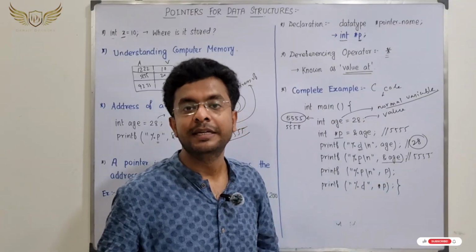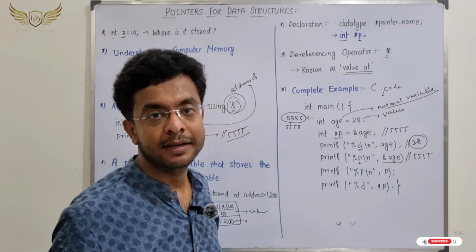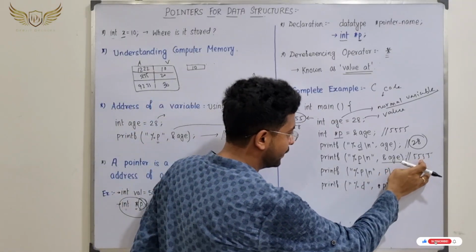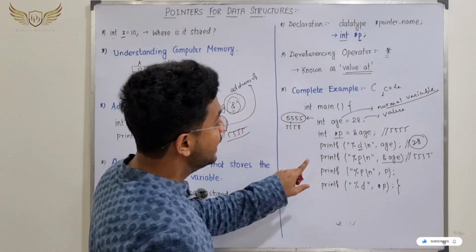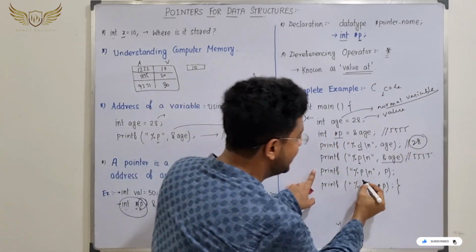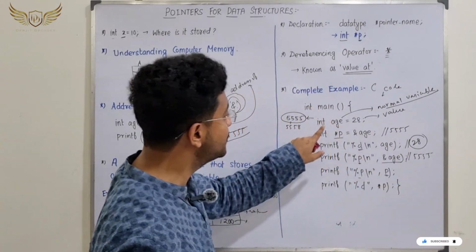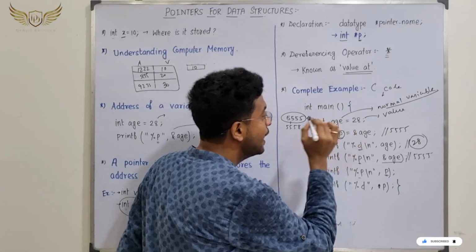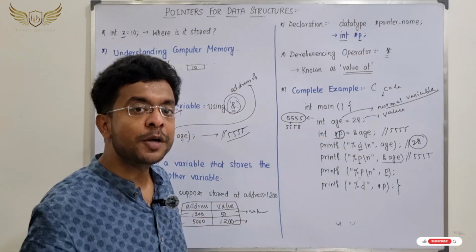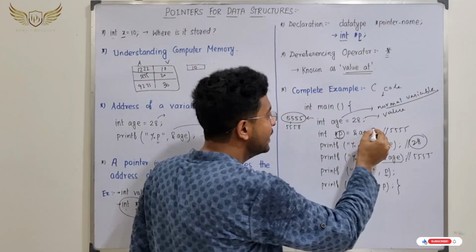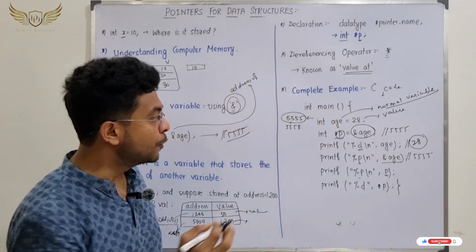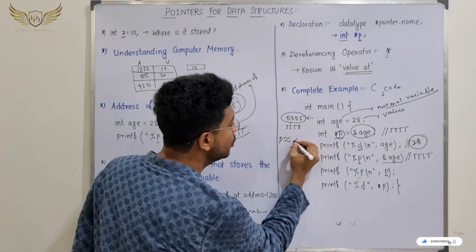It can be 1000. It can be 7 lakhs. It can be anything. Right? So this is the meaning of it. Now, next is if you want to print percentage %p, p. What is p? See, what is p? P is a variable which is of type pointer, which is storing the address of age. So p is equivalent to address of age.